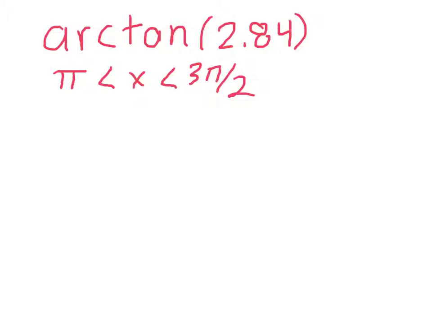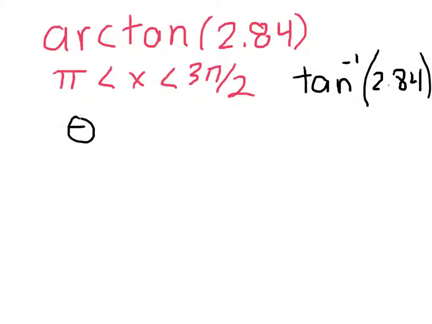I'm going to do one more example like that. This is going to be find the angle if the tangent is 2.84 and we're looking in the third quadrant. So the first thing I'm going to do is get out my calculator and type in inverse tangent, because remember inverse tangent and arctangent are the same thing. Inverse tangent of 2.84, and when I do that, I get 1.23 radians. So the angle is 1.23 radians.